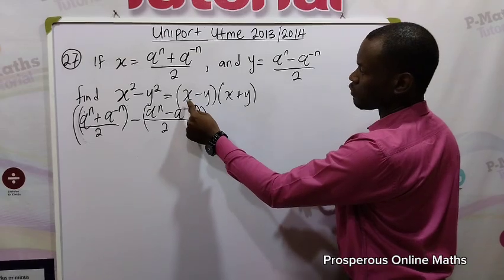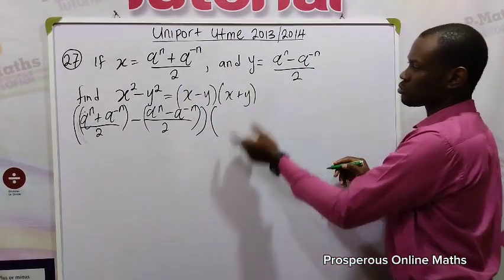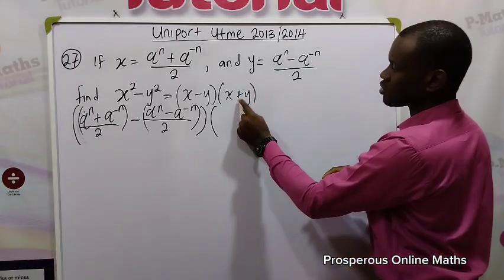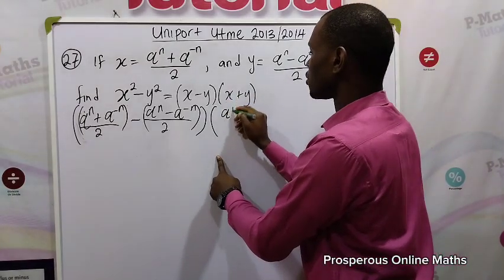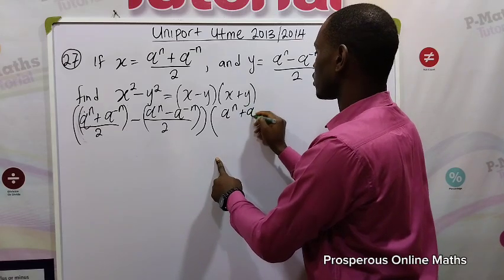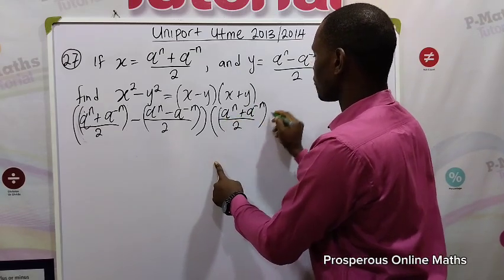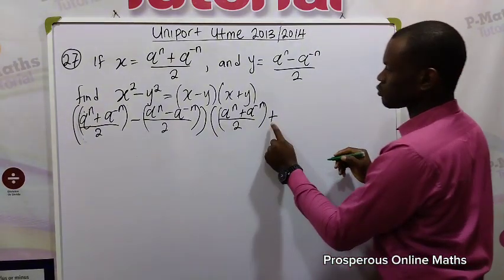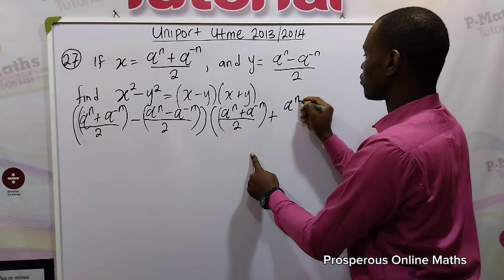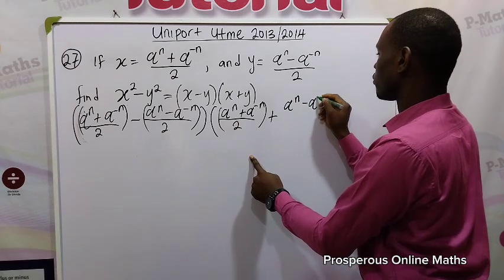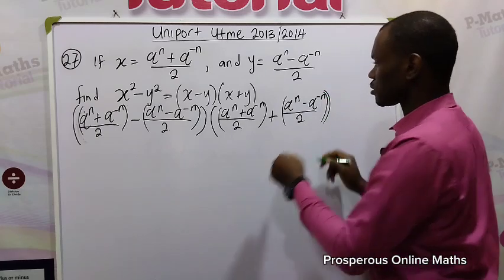We substitute the value of x and y, then produce the second bracket and substitute the same thing, but the difference in between them, we have plus. So value of x is a raised to the power n plus a power minus n over 2 plus, instead of minus, we now put plus. That is this. The value of y, which is a raised to the power n minus a power minus n over 2.